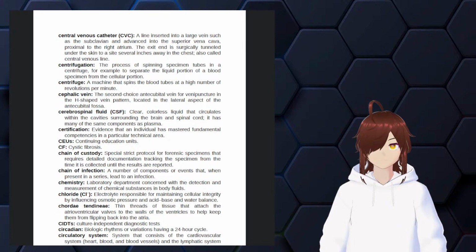Circadian rhythms: biologic rhythms and variations having a 24-hour cycle. Circulatory system: the system that consists of the cardiovascular system, heart, blood vessels, and the lymphatic system.